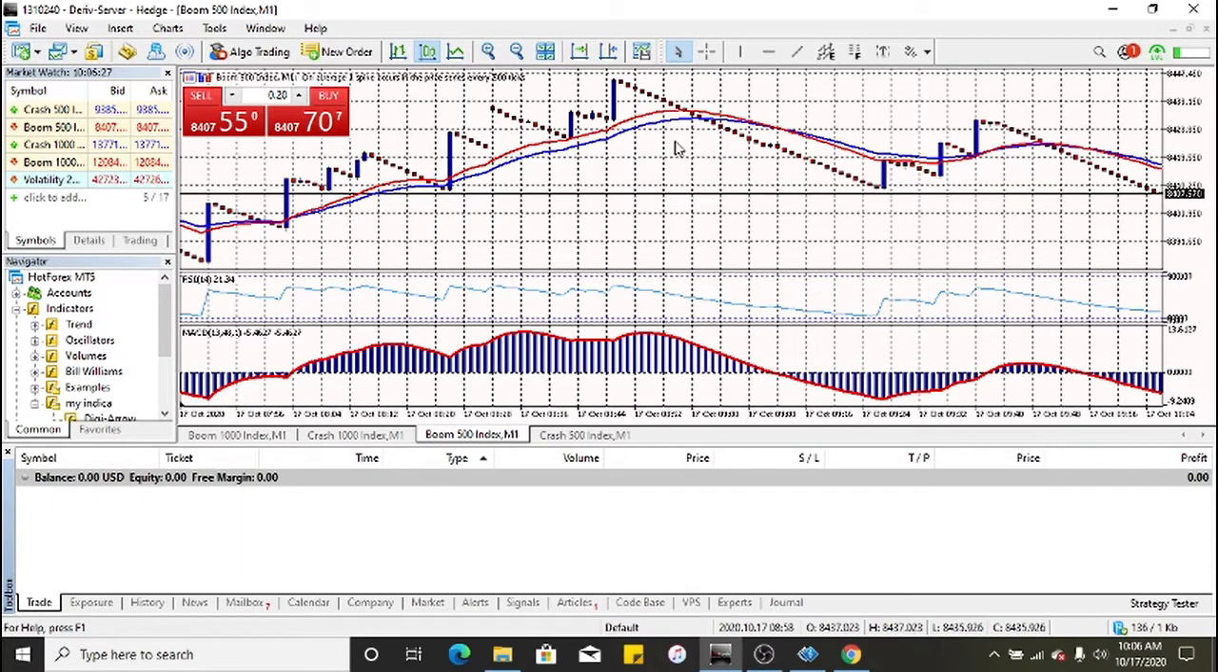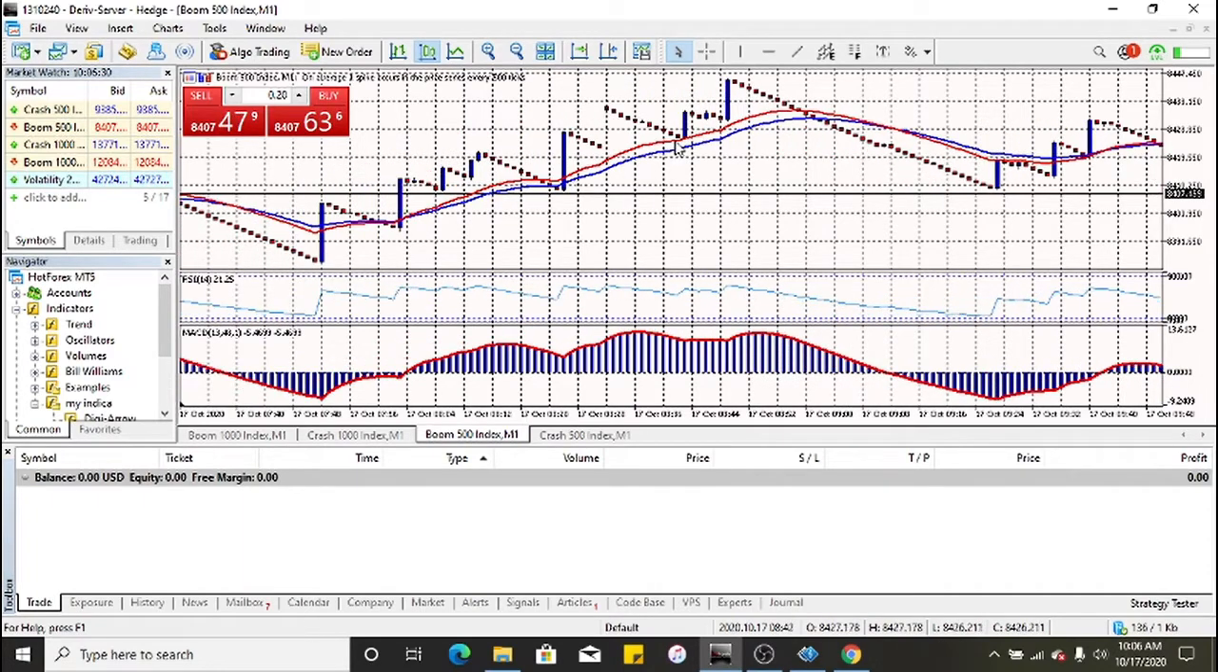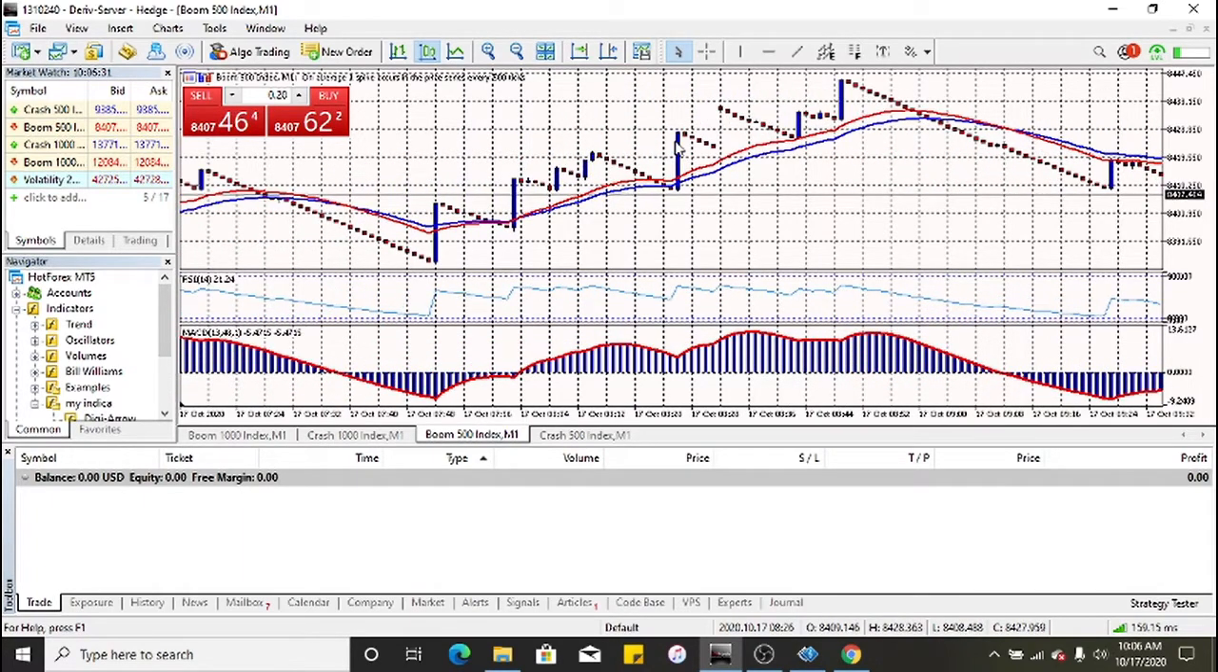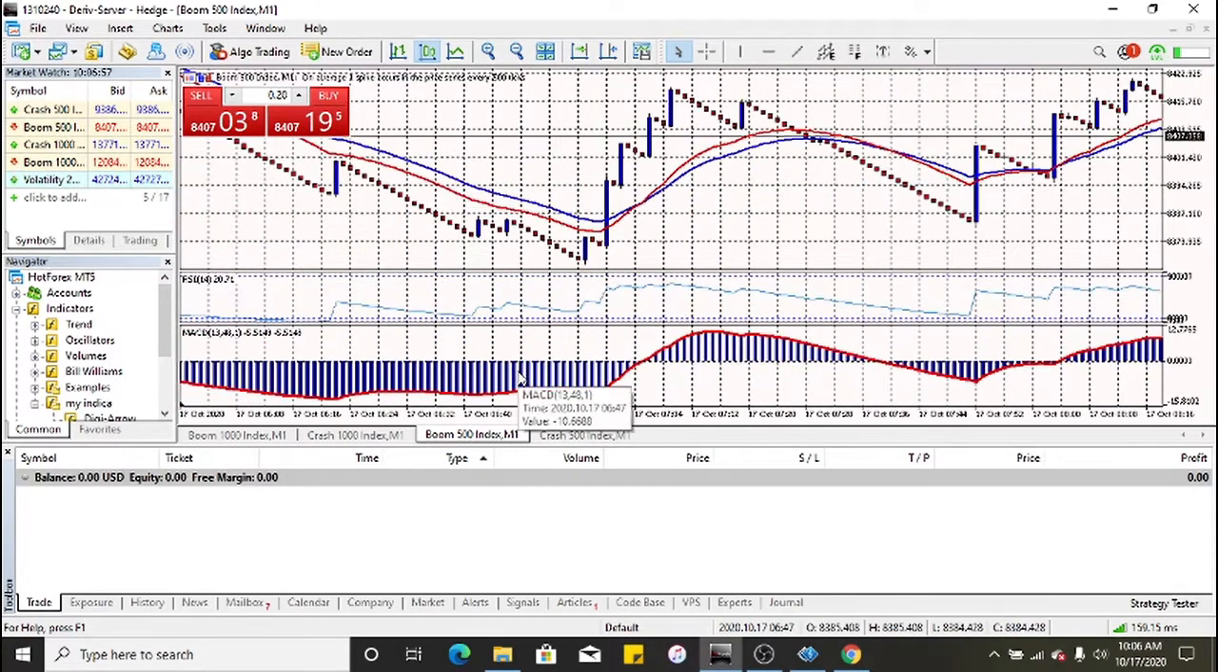You can see, whenever I see that, not all the time though, but when the lines are together and it's about to cross, you should expect a spike from there. Whenever it's about to turn, you should expect a spike from there.